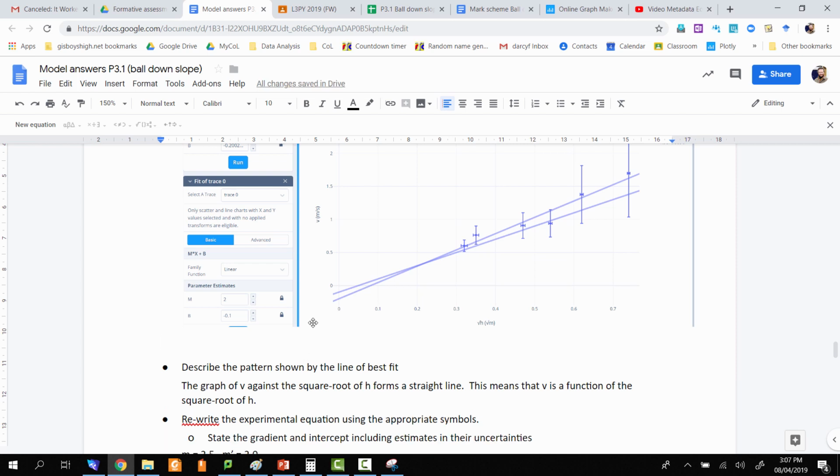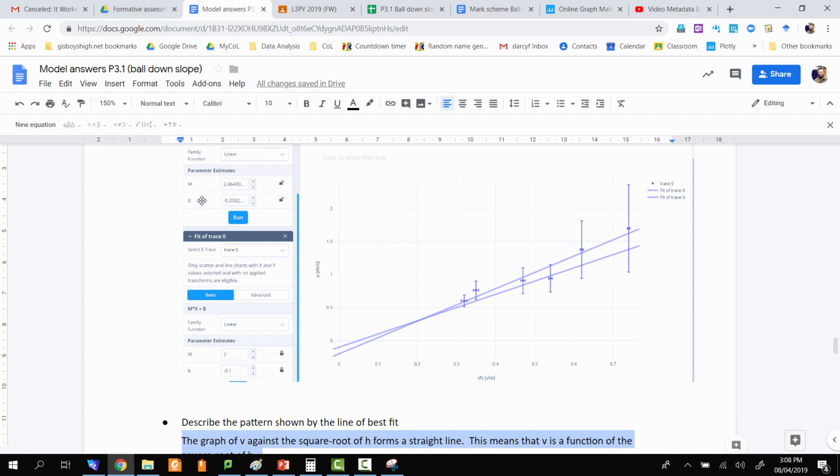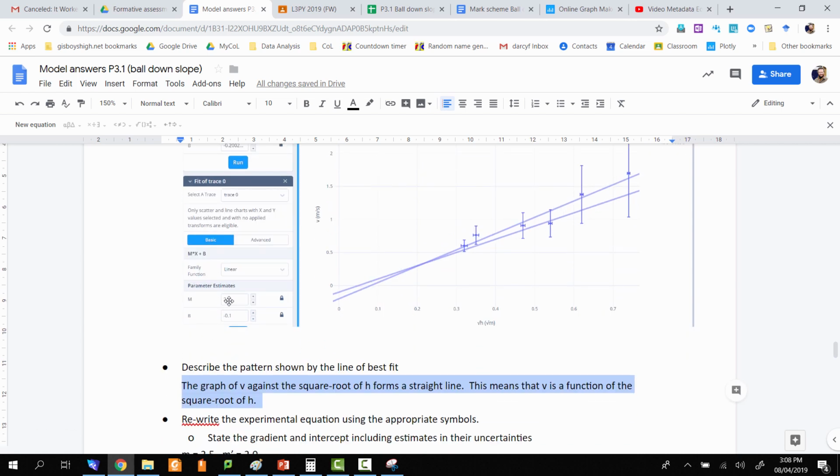Right, so what we've got here is because we've got square root h against v. First thing, this means, as I say here, this means that v is indeed a function of the square root of h. Okay, so that's the shape of the pattern. We've confirmed that by getting a straight line. Okay, now let's look here. My gradients. This one is negative 2.46, and this one is exactly 2. So it's 2.0, but Polyglot for some reason doesn't like the 0.0 on the end. So those are my two gradients.